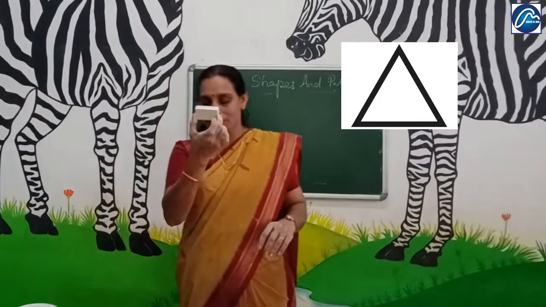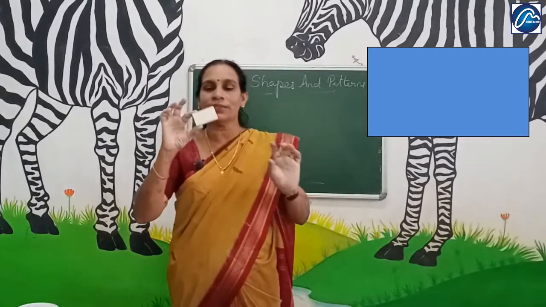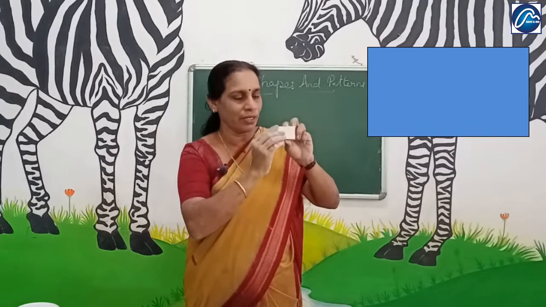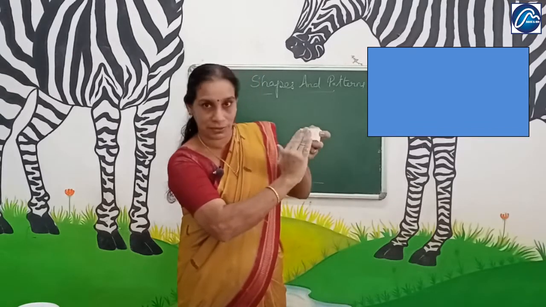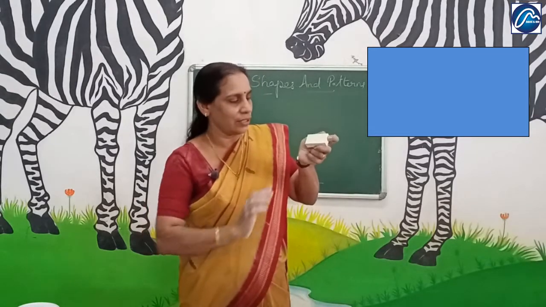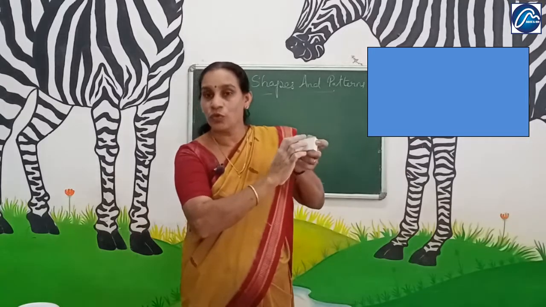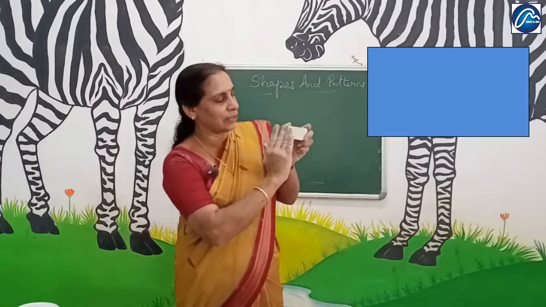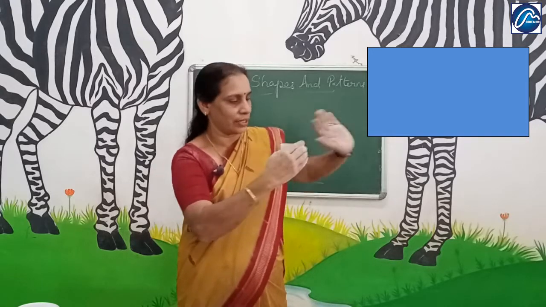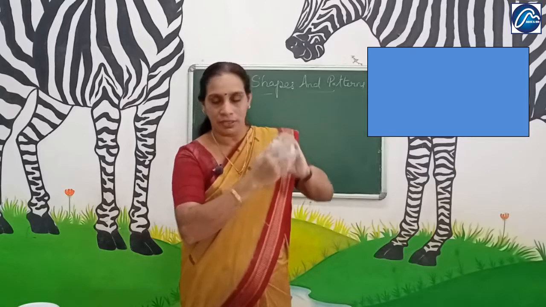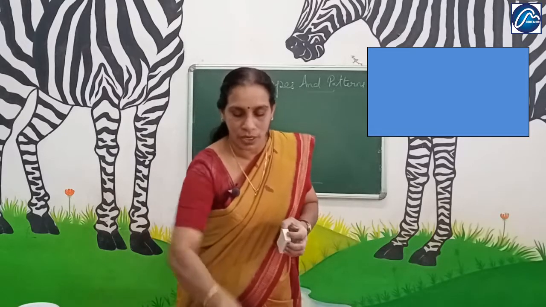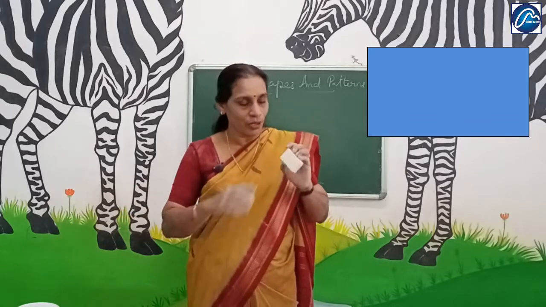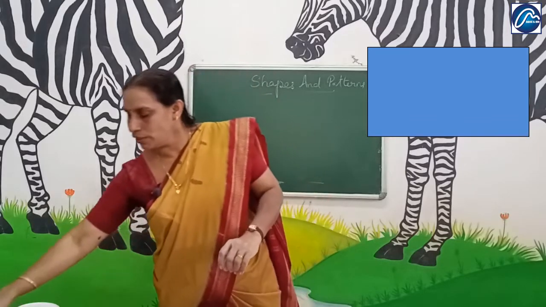So, what is the next one? That is a rectangle. How many sides does a rectangle have? 1, 2, 3, 4. Okay? This part only is a rectangle. So, this has only 4 sides. Rectangle means this side only. Okay? Not like this. This side only. The table top. 1, 2, 3, 4 sides and 4 corners.